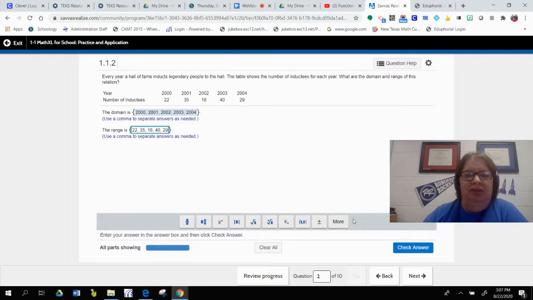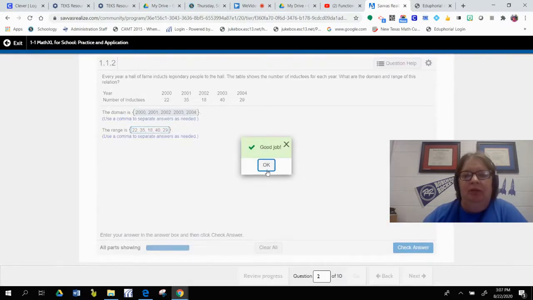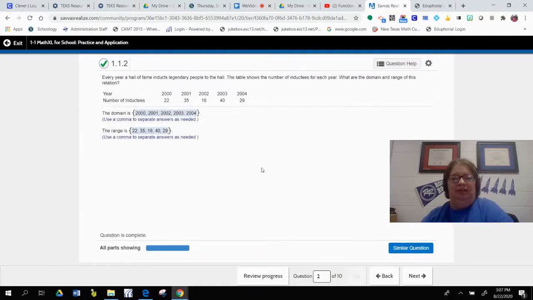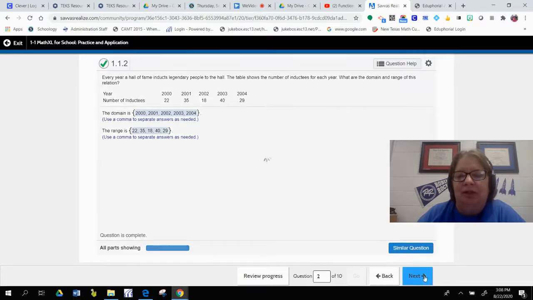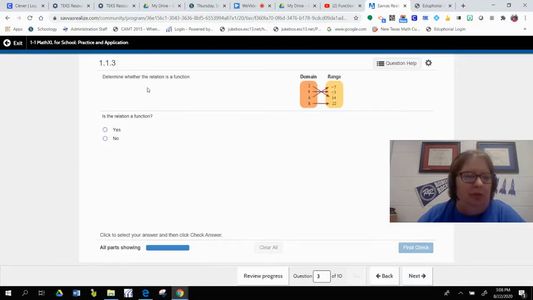Determine whether the relation is a function. What do we know about domain and range and functions? We know that in a function, every element of the domain corresponds to exactly one element of the range. So the 2 goes with 14, 4 goes with the -3, 6. Each of these domain elements corresponds to exactly one range element. So yes, that is a function.